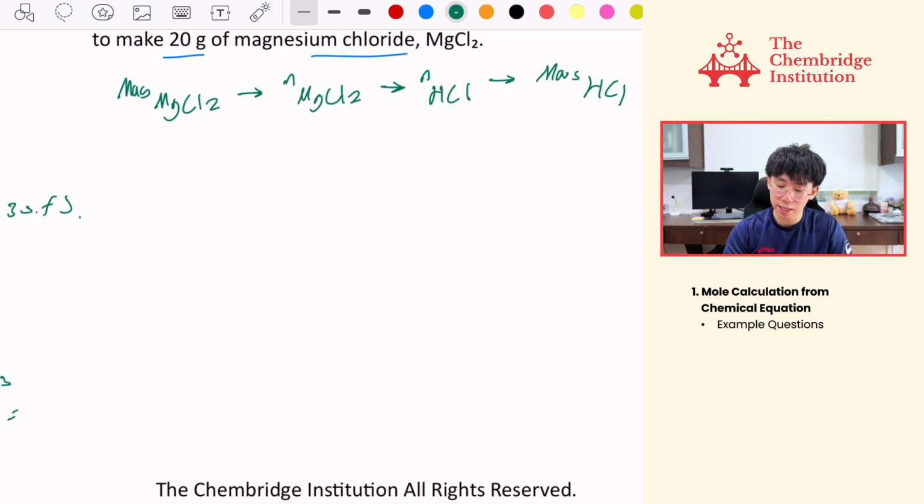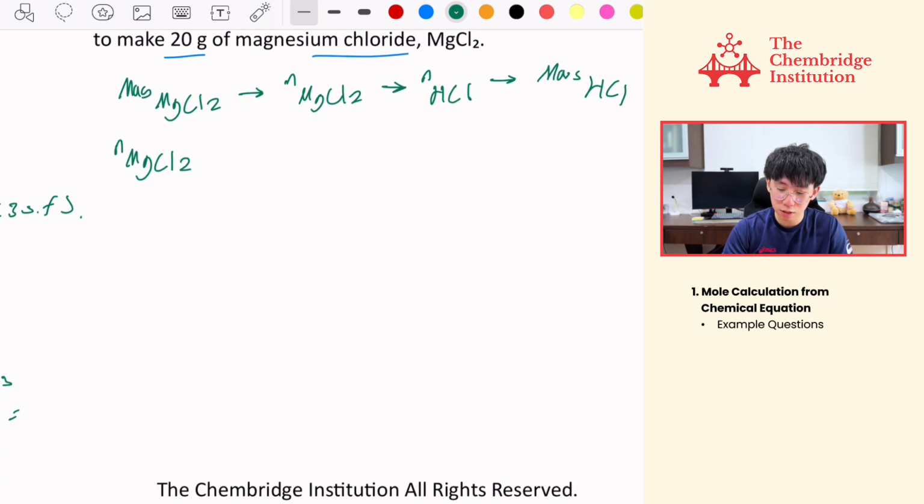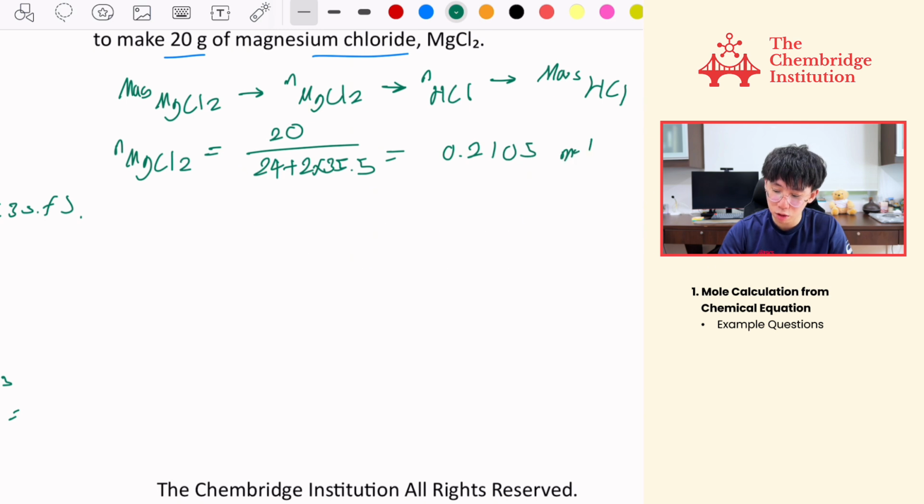So let's get the number of moles of magnesium chloride first, right? So they gave you 20, they say you need to produce 20 grams, right? So you need to take 20 divided by the MR of magnesium chloride, which is 24 plus 2 times 35.5, which is equal to 0.2105 mole. For intermediate working, I like to leave it in 4 SF.